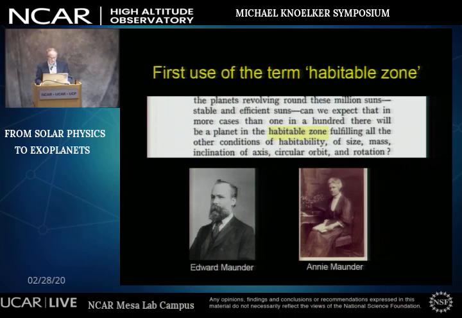And here's a picture of Edward Maunder and Annie Maunder taken from the web. This is the quote that's in the Maunders' book that Jason Wright found: "Can we expect that in more cases than 1 in 100, there will be a planet in the habitable zone, fulfilling all the other conditions of habitability of size, mass, inclination of axis, circular orbit, and rotation?" So I've missed that for a long time, but I won't miss that in the future.